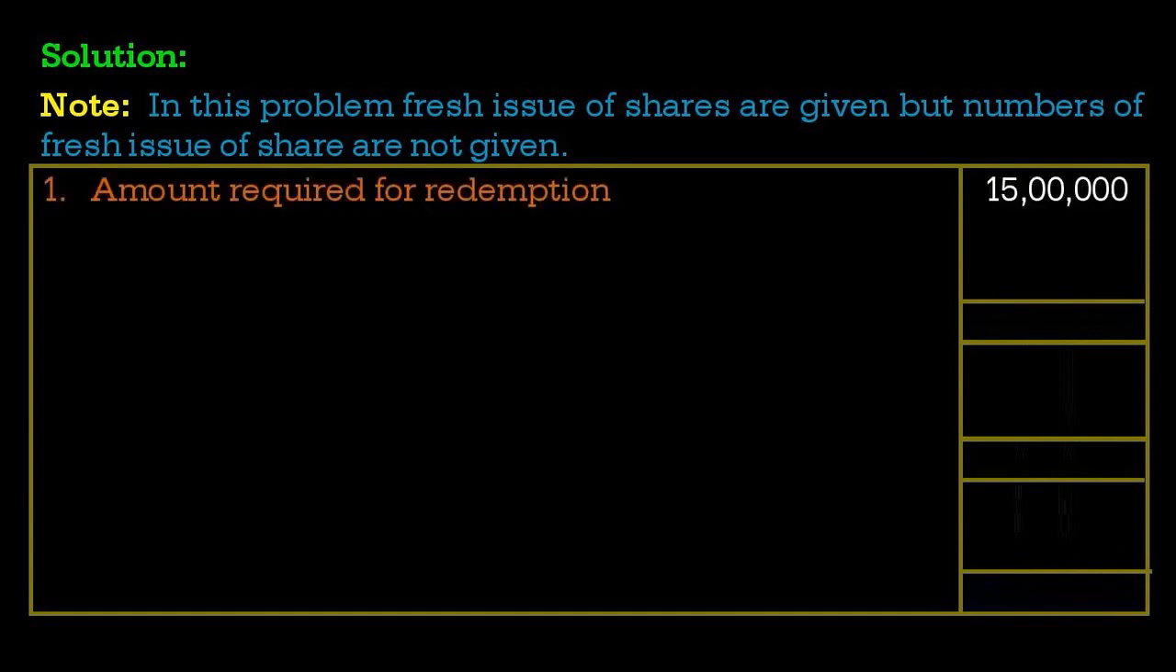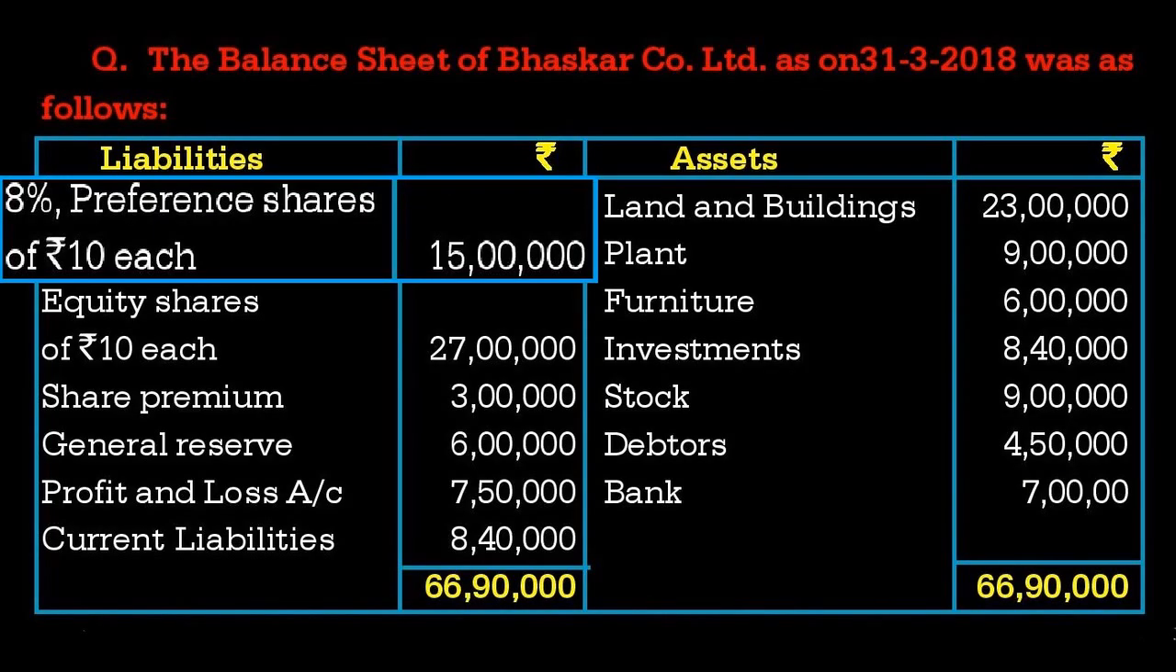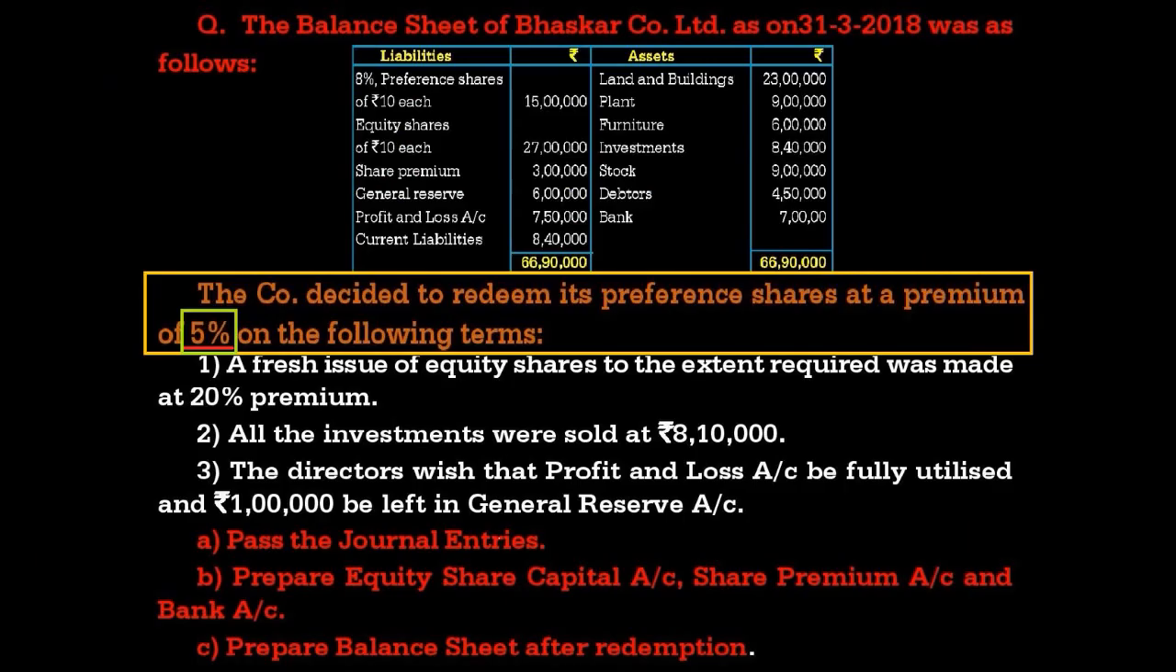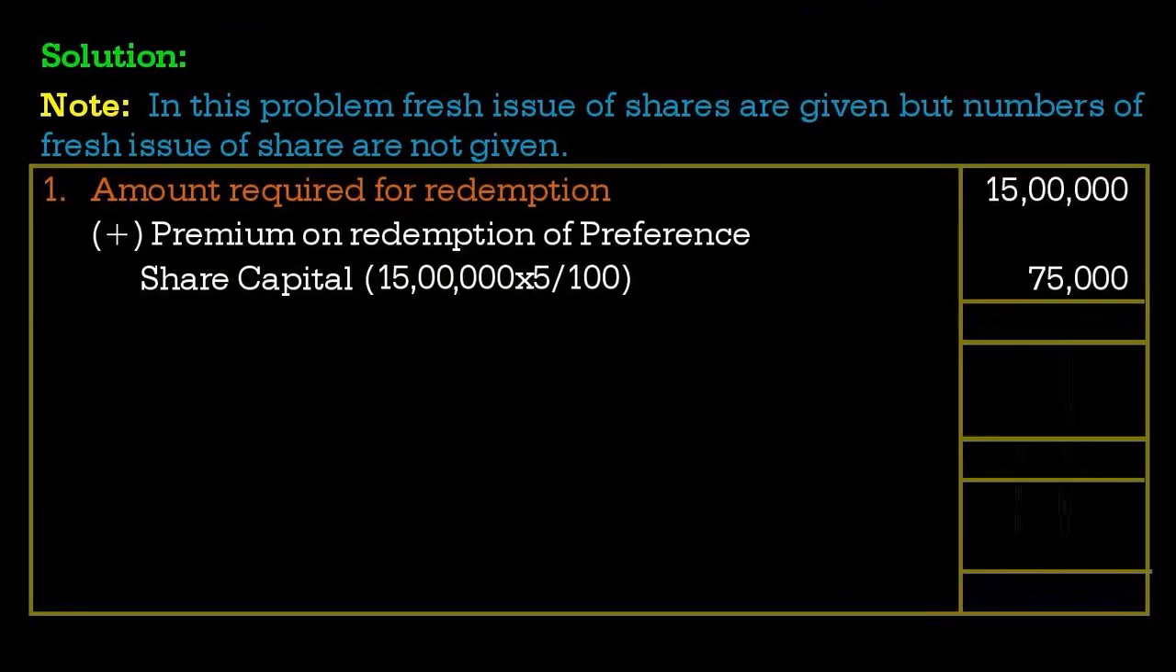So first let us see how much money we need. That means what is the total amount required to redeem the preference shares. What is the total preference shares to be redeemed? That is 8% preference shares of 10 each, that is 15 lakhs. That is the nominal value of the preference shares which are going to be redeemed. But it is not redeemed at par, it is redeemed at premium. So what is the premium amount? It is 5%. So 5% of 15 lakhs is 75,000. So together we need 15 lakh 75,000.